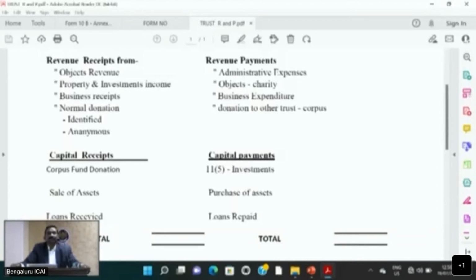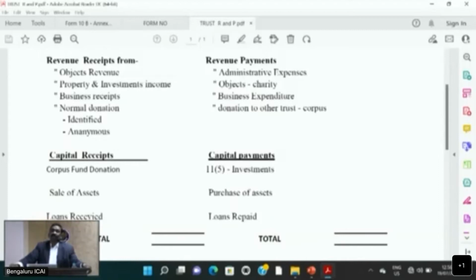Sale of assets means immediately our mind will go to the capital gain chapter, sale proceeds, computation of capital gain, long term, short term, this, that. Forget it. Sale of asset, if you go for a new asset, it is 100% exempt, no question of taxable income.